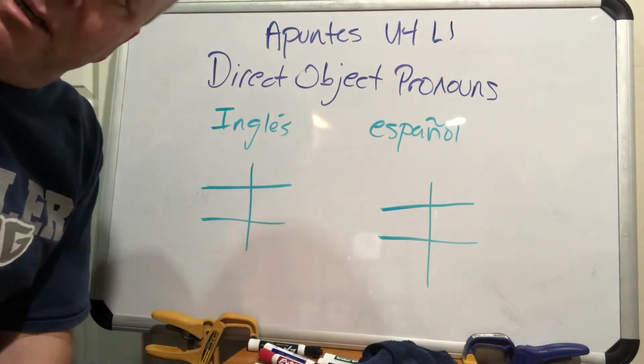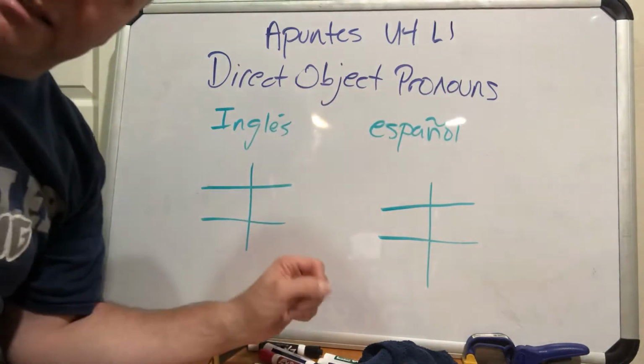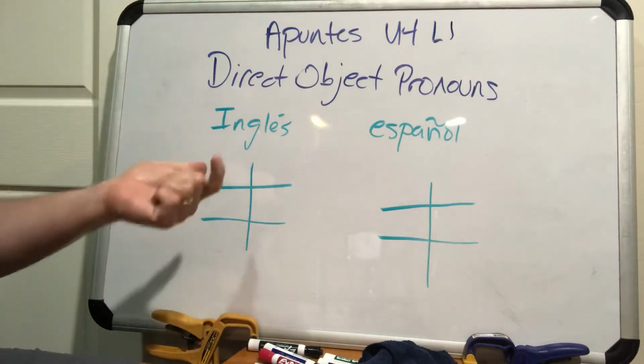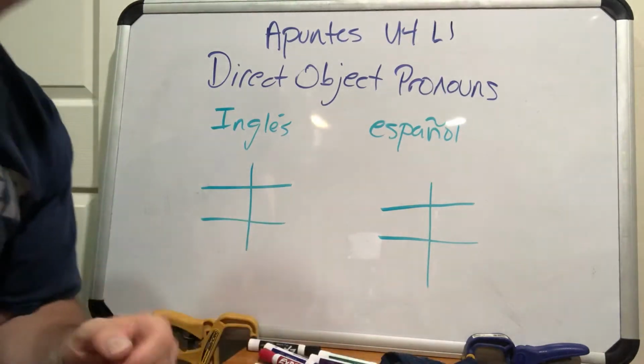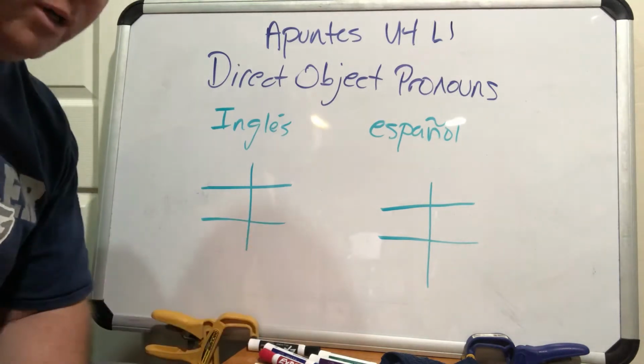Today we're going to talk about direct object pronouns. So remember what a pronoun does. The pronoun takes the place of a noun. So in English, it's words like him or her or it or they, those types of words. And remember, pronouns only work if you already know what you're talking about. So it refers to something you've already said.